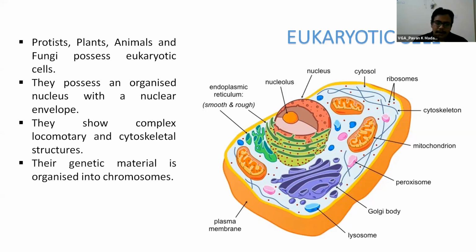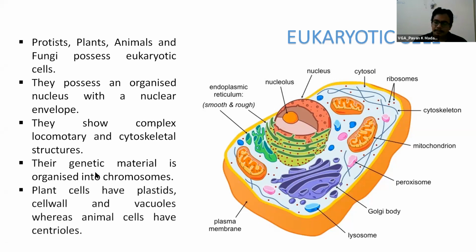And if you see here, the genetic material is organized into chromosomes. As you have studied in class 10th, a typical human cell has 23 pairs of chromosomes. During cell division, the thread-like structures come together and form the 23 pairs of chromosomes. Such organization is observed here, whereas you don't see any such observations in prokaryotic cells.